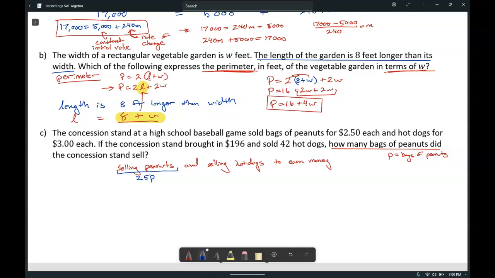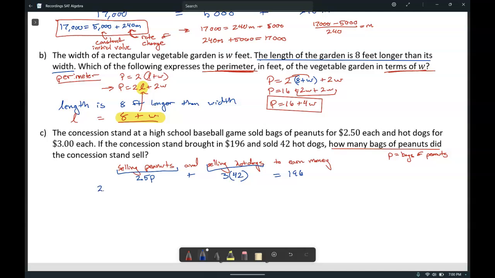$2.50. And so we can use the multiplication relationship of 2.5 times P, plus we are selling hot dogs, same thing. For $3 a hot dog, when we sell 42 hot dogs, that product is going to tell us how much money we made selling hot dogs. And then how much money we make selling peanuts plus how much money we make selling hot dogs is going to be equal to our total revenue, which in this case was $196.